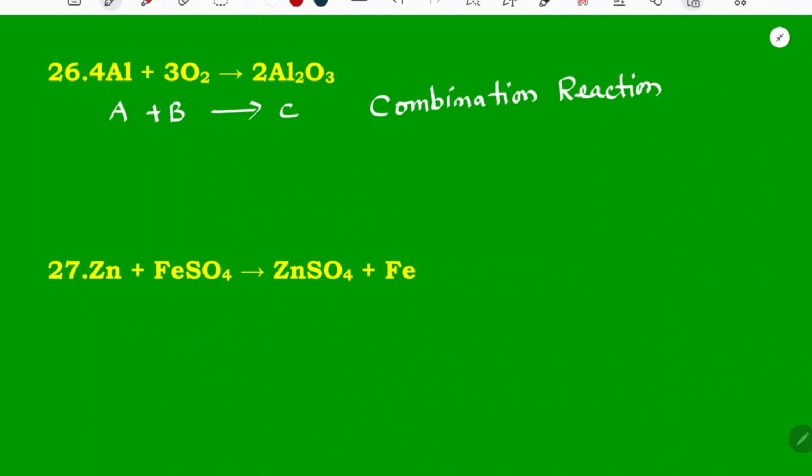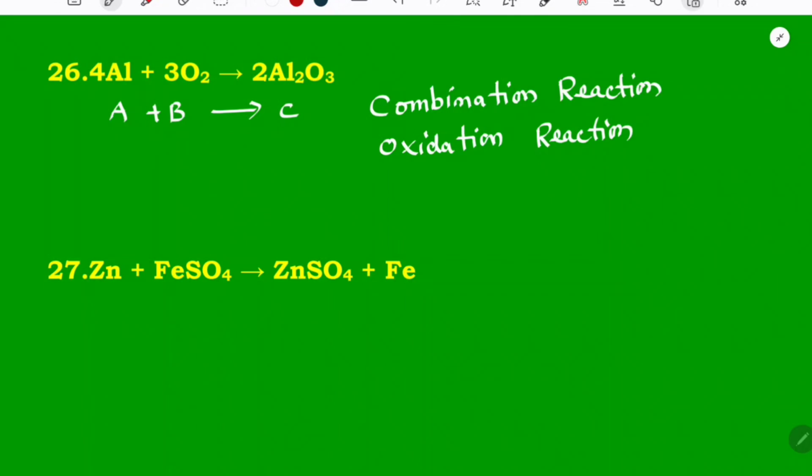And one more thing: aluminum is reacting with oxygen. Any metal can react with oxygen to form a metal oxide. So that's why this reaction is also called an oxidation reaction. It is an oxidation process.